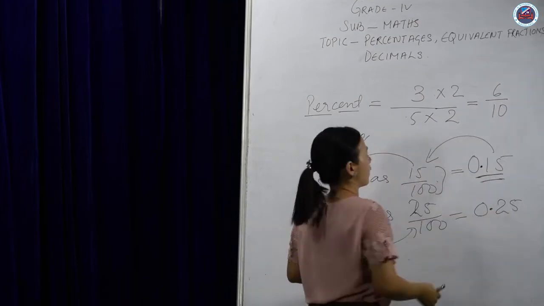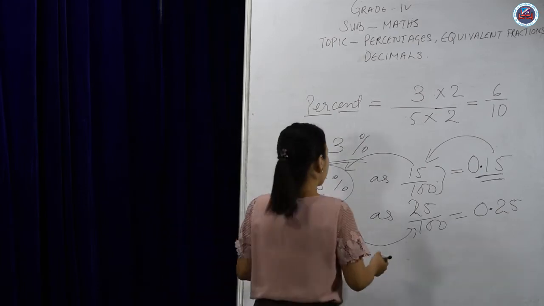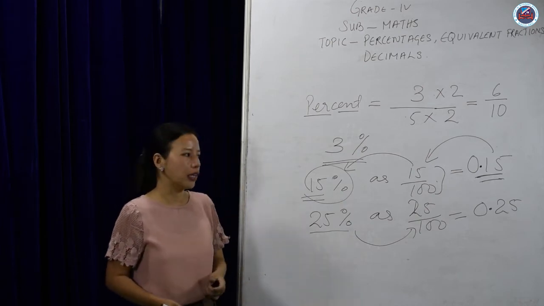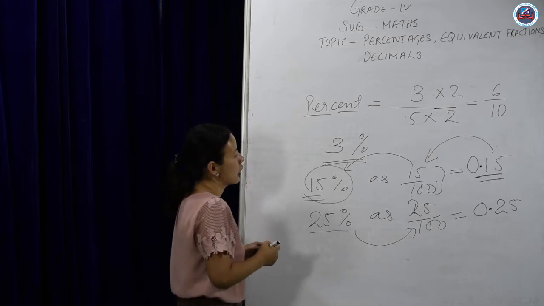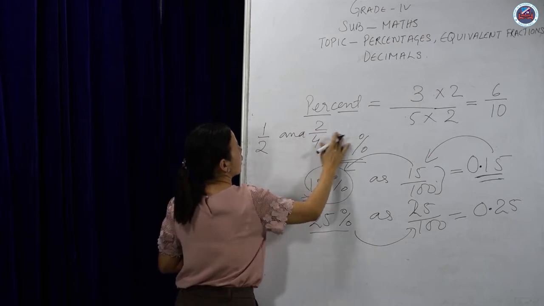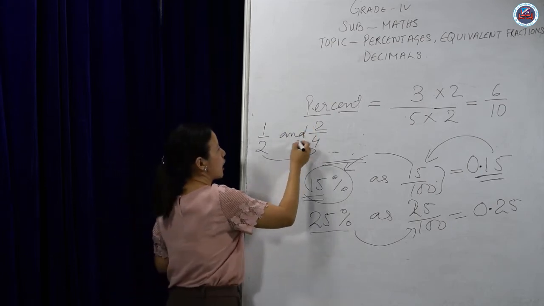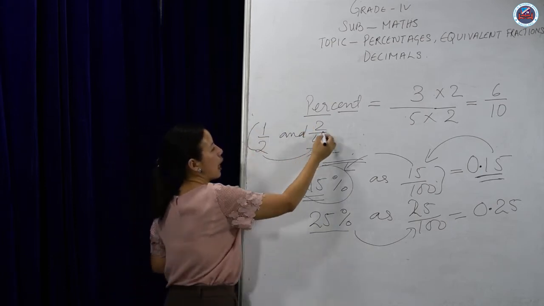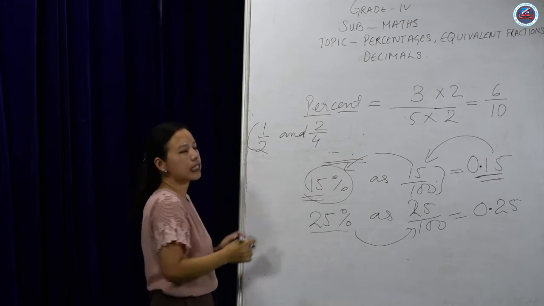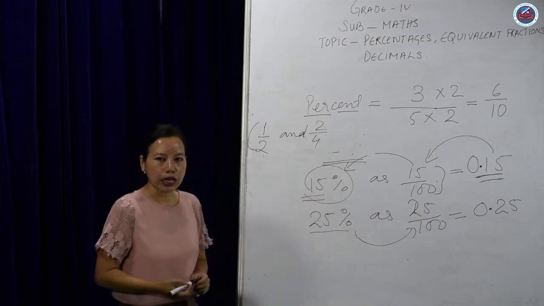Here we have 6 by 10, right? And the other way to get equivalent fractions is to divide. We divide both the top and the bottom number by the same number to get an equivalent fraction. So let's take an example. Suppose 1 by 2 and 2 by 4. These two fractions are equivalent fractions. How do we know that? Here I have the fraction numbers 1 and 2, and here 2 and 4. The numbers are not the same, but how do we know they are equivalent fractions? Because 2 by 4 and 1 by 2, even though the numbers are different, the value is the same.